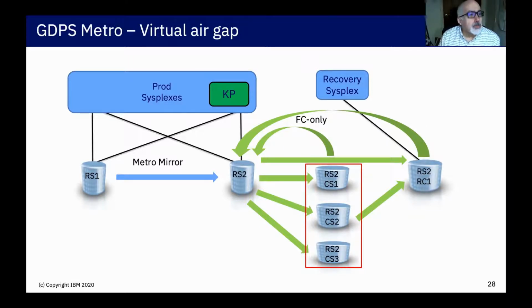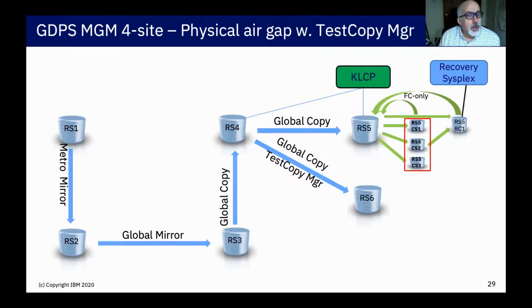We have, if I can find, we have the MGM 4 site. So this is kind of the opposite end of the spectrum to the Metro Mirror 2 site, which is the most compact of our configurations. This is the sprawling configuration where we have our MGM 4 site configuration here on the left-hand side of the chart. We then use a global copy session to copy that data out to our LCP source device.